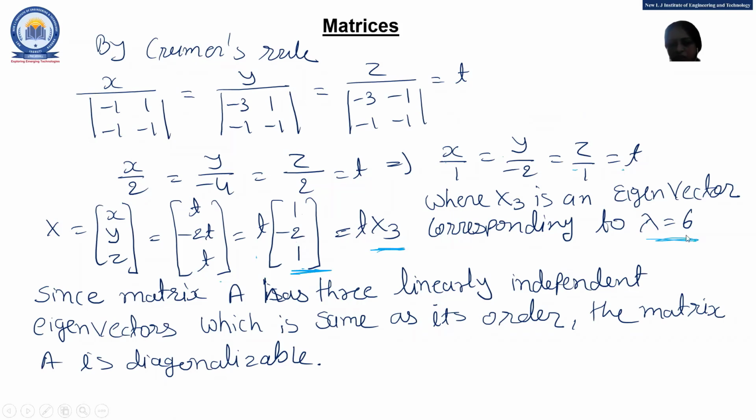Okay, now listen carefully. Here, matrix A has 3 linearly independent eigenvectors, which is the same as its order. Therefore, the matrix A is diagonalizable. Okay, any doubt till this step? It means we have proved that our given matrix A is a diagonalizable matrix. Any doubt?